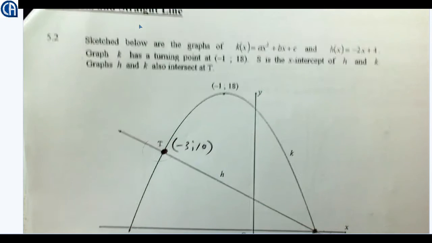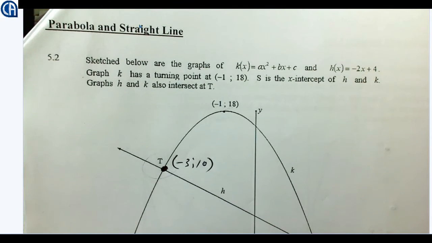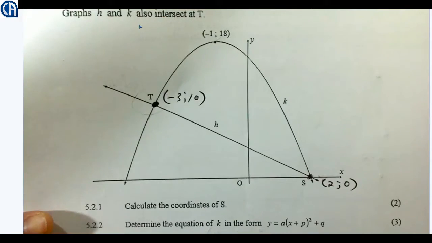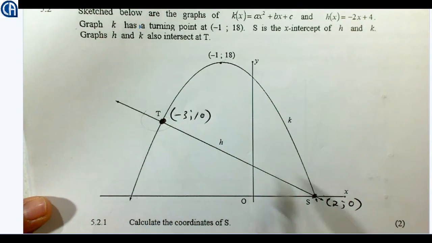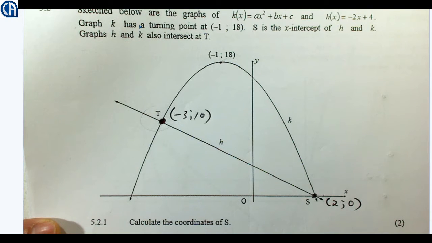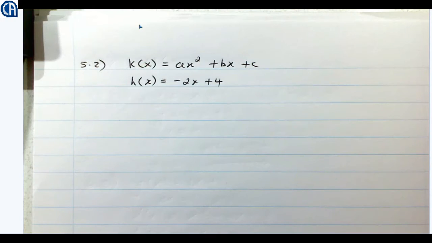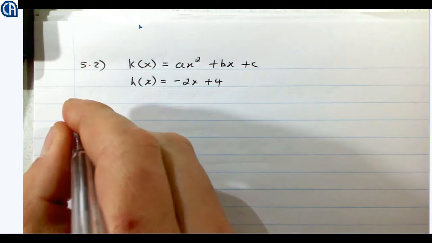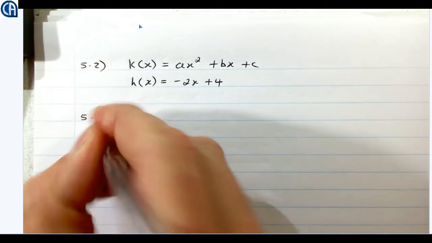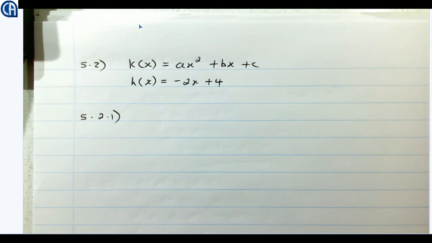Welcome back. So we're going to look at this question over here. My apologies for having the answers in there already. I did the video, and then my laptop went error, so I'm going to have to redo this question. Anyway, we've got a parabola and a straight line, and it has a turning point at (-1; 18). The first question is: calculate the x-intercept of S.